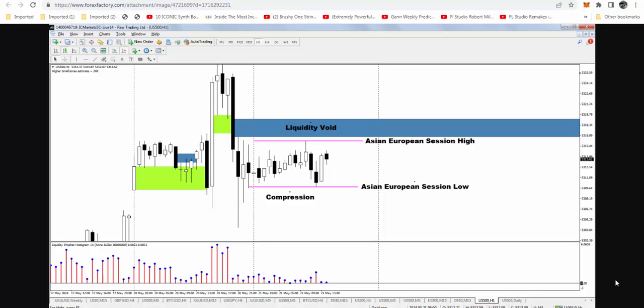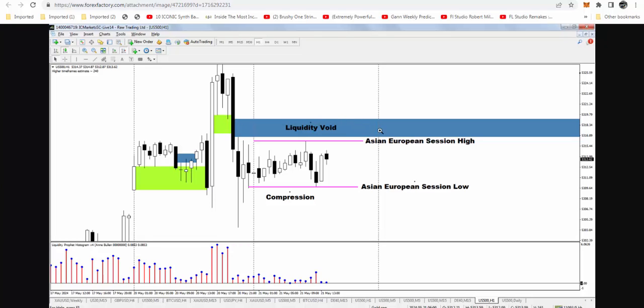and what I've done is I've marked the Asian session low and the Asian session European high. And what I was expecting was that the US boys would open the market, they would take the Asian session low, and then they would go up and try and take the Asian session high. But there's a problem. The Asian session high has a liquidity void above it, and that liquidity void is from this point here to this point here.